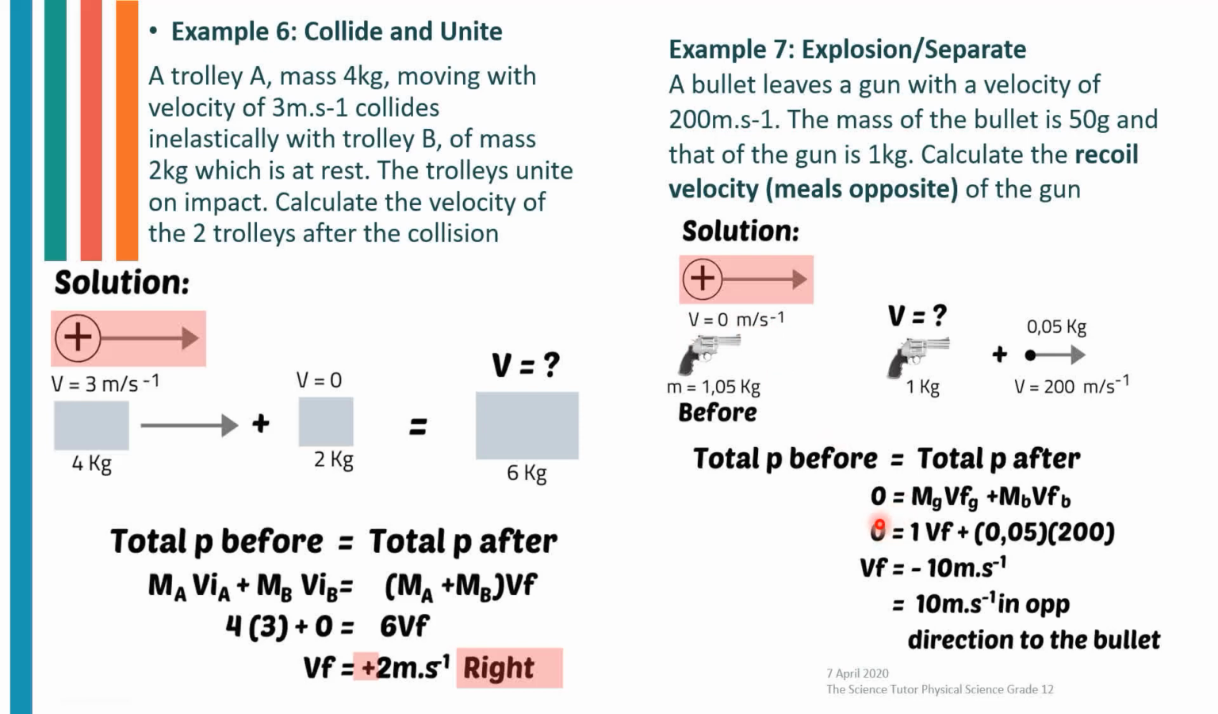Okay, we plug it in, so we've got the mass of the gun times the final velocity, plug in the bullet's information, and then we get a final velocity of minus 10. So it's 10 meters per second in the opposite direction to the bullet. Okay, which makes sense. It means it's going to go that way, and that's why it's called recoil.